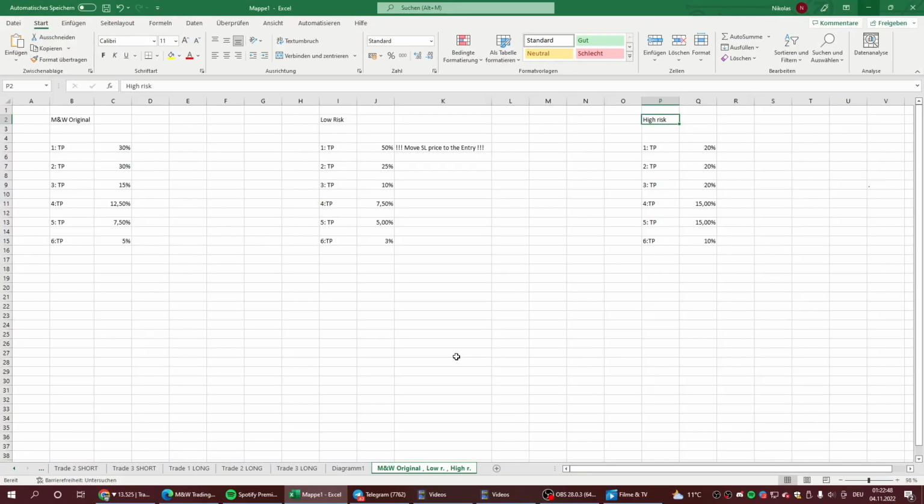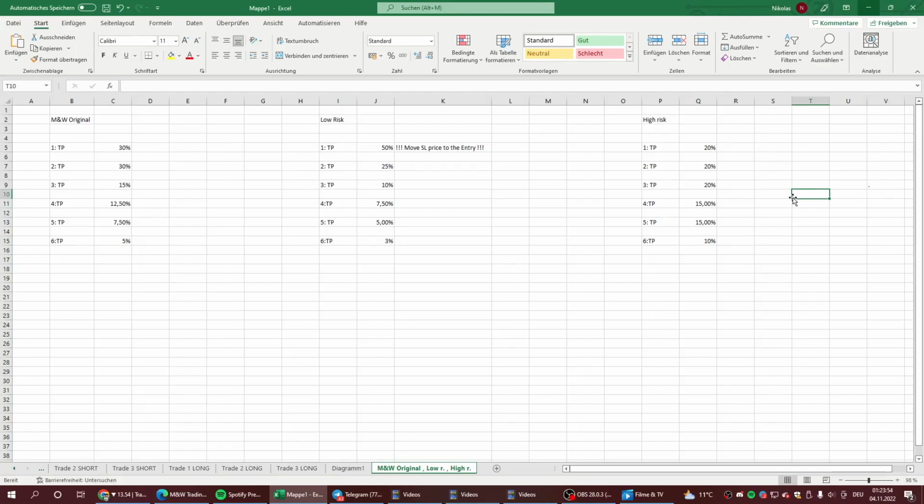The next variation to copy our trades is called low risk. It's almost the same, the only thing that has changed is the first TP. If we reach the first TP, we have to move the stop loss price to the entry price. That's why it's called low risk, because if we reach the first TP, we can only win the trade.